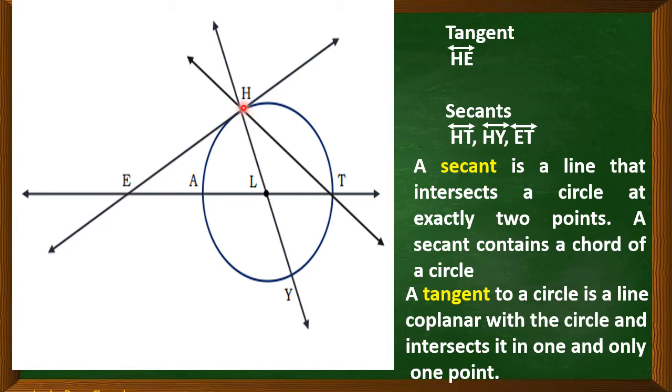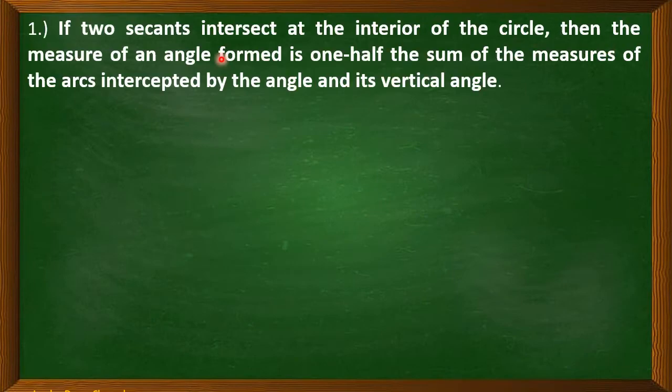Now, let's begin with the different theorems. Let's begin with theorem number 1. If 2 secants intersect at the interior of the circle, then the measure of an angle formed is 1/2 the sum of the measures of the arcs intercepted by the angle and its vertical angle.